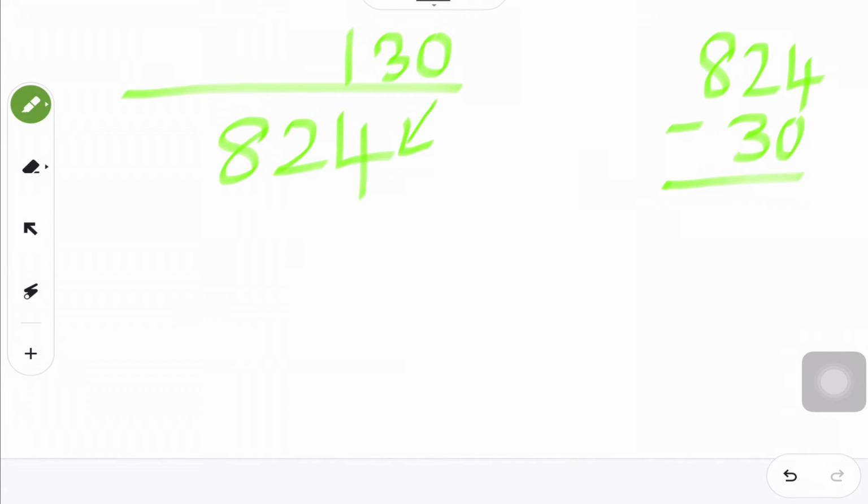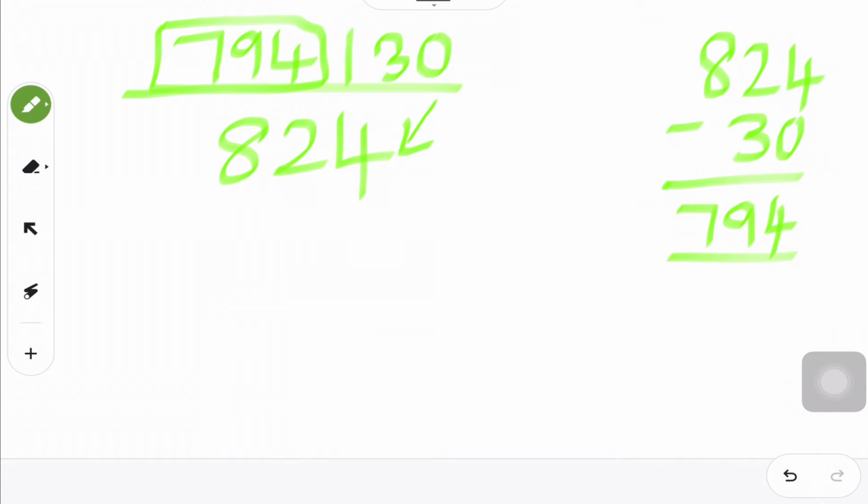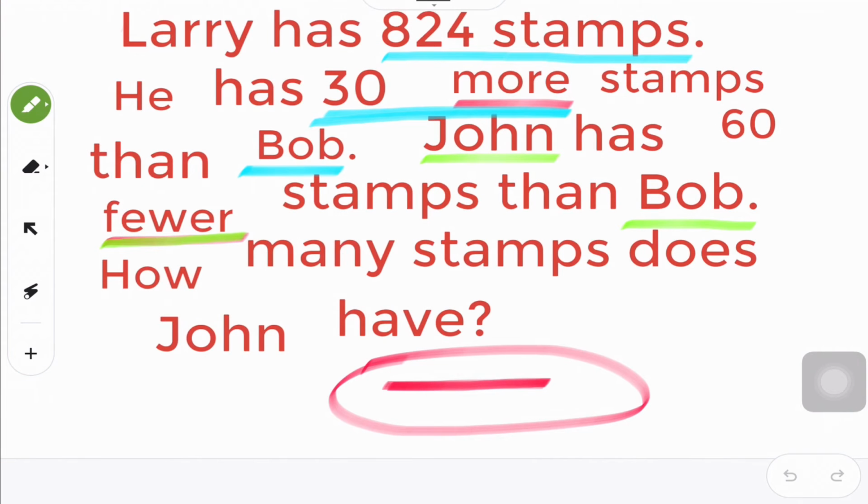So 824 minus 30 is 794. Perfect. So this 794 is the number of stamps Bob has. And to this, when we add 30, we get 824. This is what Larry had. Okay. And now the sum doesn't end here. We need to go and look back into the word problem.